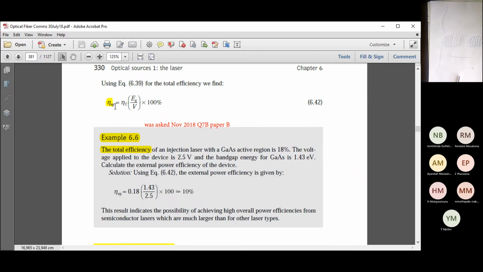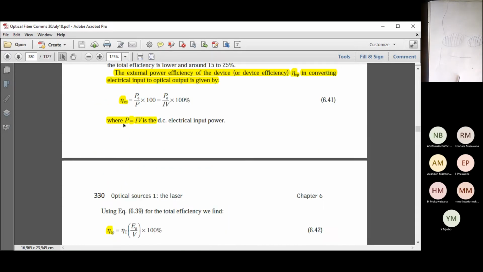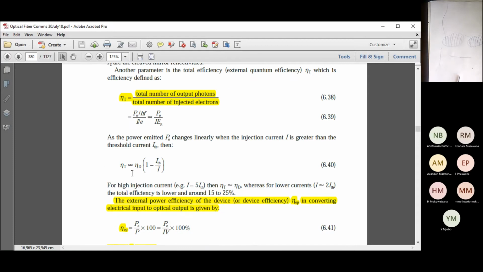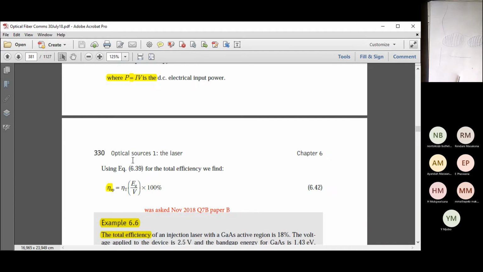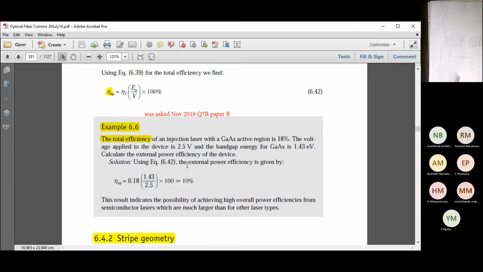Also, the efficiency of emitted power equals the efficiency, ET, is a formula here. You can give this formula also, formula 6.42. Work through this example, which is an example of the emitted power, and know how this example works as well. You must know it.